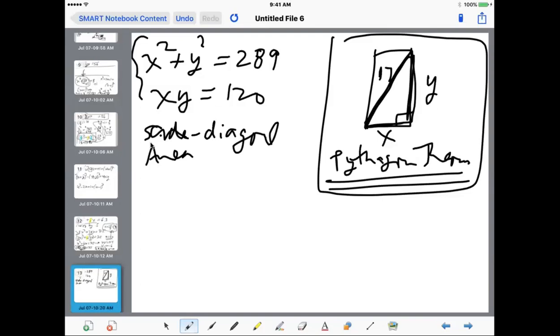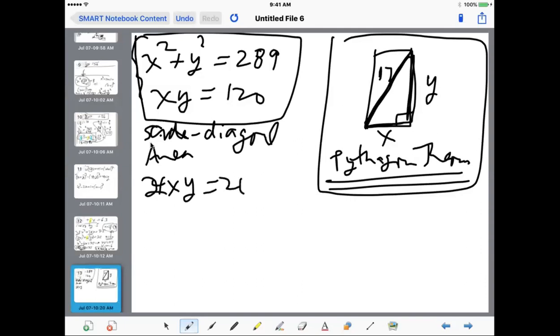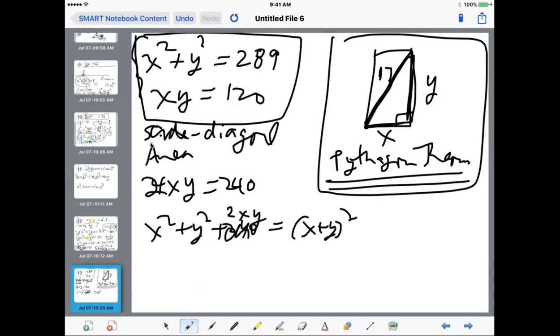Now, check out this. You get to use creativity here. Like, how am I going to deal with these? Well, check it out. If I multiply xy times 2, I get 240. And then if I take the x squared plus y squared that I have and add on the 240, add on 2xy, that turns into x plus y squared, which is different from x squared plus y squared. And if I take x squared plus y squared and instead subtract 2xy, I get x minus y squared.